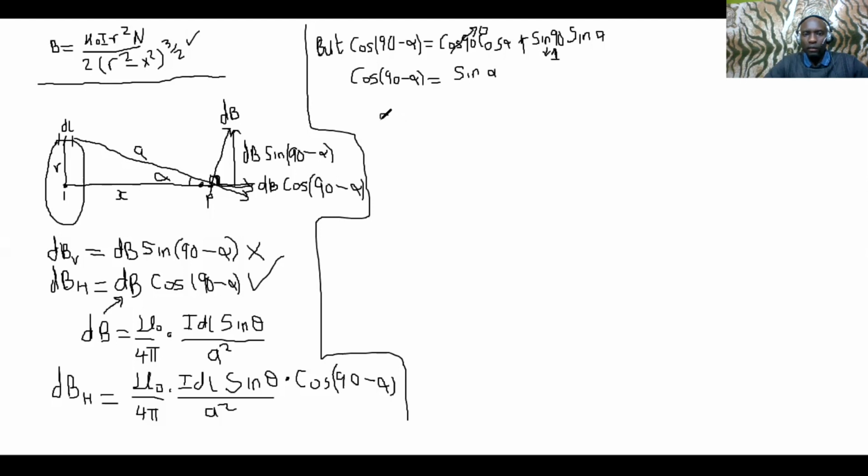Now we take this sine of alpha and substitute here. The expression we are going to have is dBH is equal to mu naught over 4 pi, I multiplied by dl sine theta over a square, multiplied by sine of alpha.